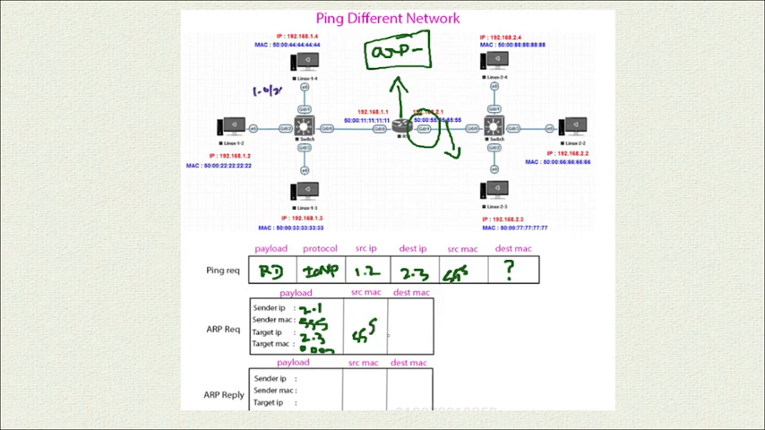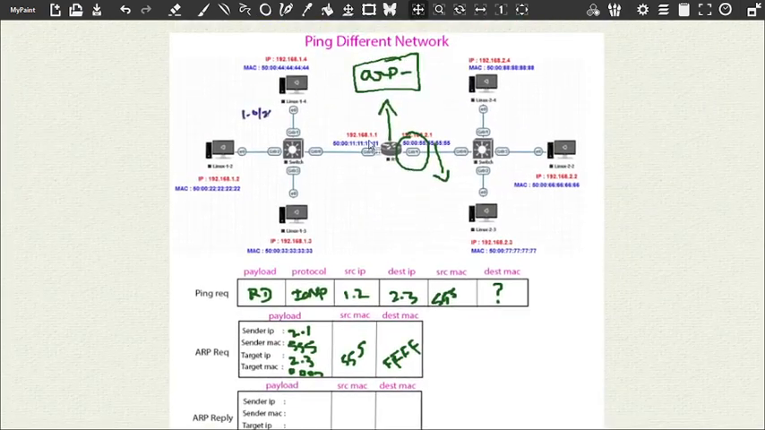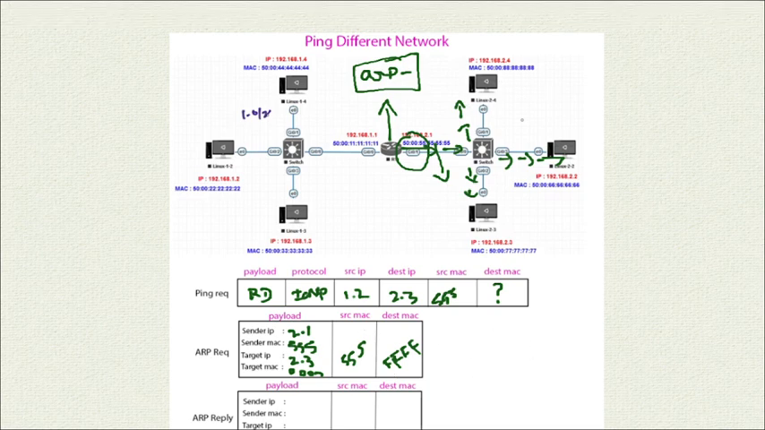What is the destination MAC address? The destination MAC address is broadcast, so FFFF. That is the reason this packet is sent to all interfaces as an ARP request. All PCs open and read the packet, because the destination MAC address is broadcast.